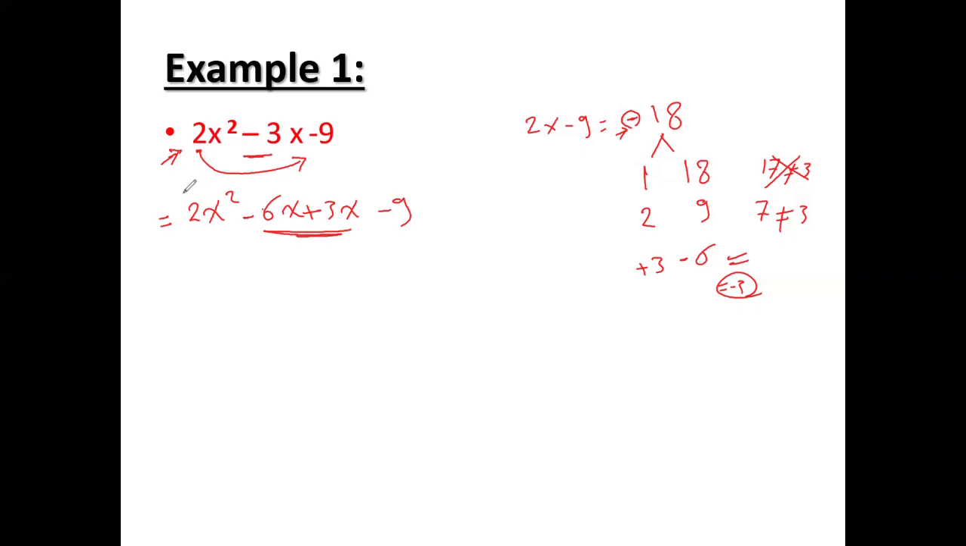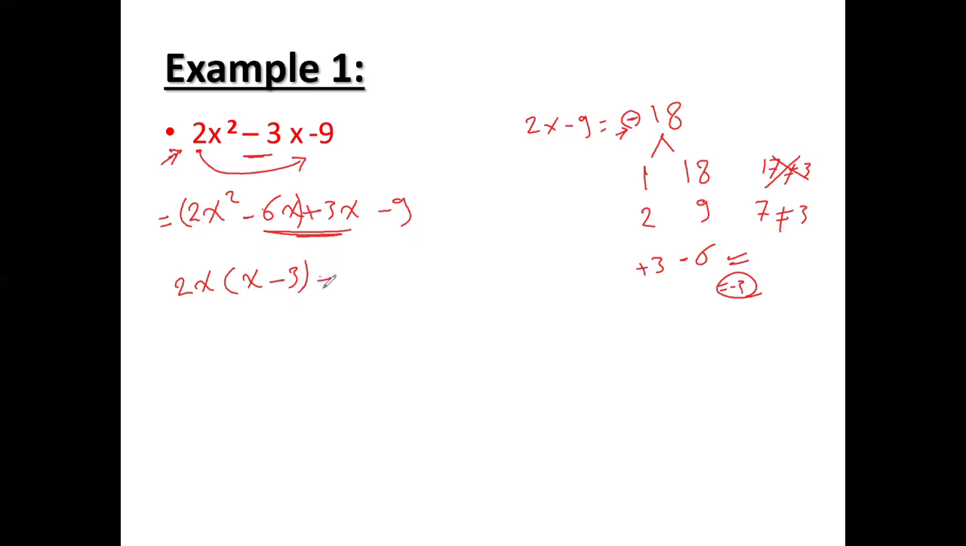Now, let's factor by grouping. Let's take out the GCF of the first two terms, which is 2x. Now, let's divide: 2x squared divided by 2x will give us x. Negative over positive is equal to negative. 6 over 2 equals 3, and x cancels with x.